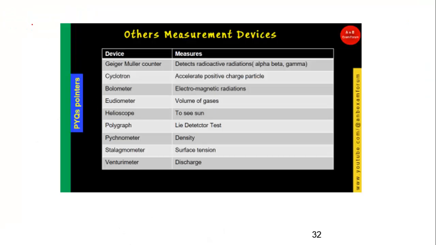And this slide is very important. You can take a screenshot because these are devices which are not commonly asked in all the exams. Out of this, the first one, Geiger-Müller counter, GM counter, is going to detect radioactive radiation. This is very important, GM counter, and this question we have seen in many exams. And the other one is polygraph, which is also known as the lie detector test. So these two are very important.